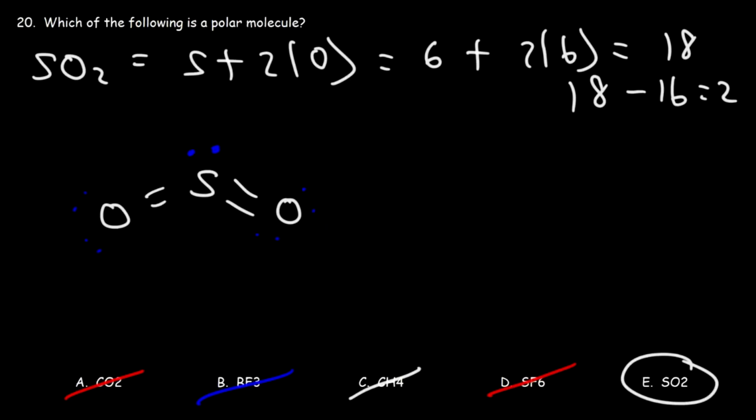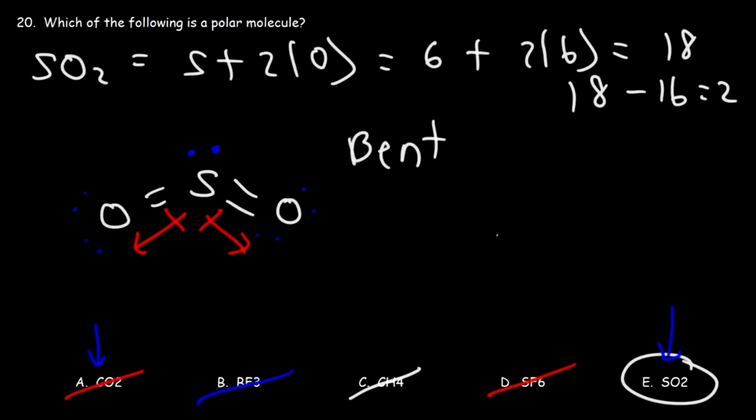Because sulfur has 2 more valence electrons than carbon, it forms a bent molecular structure. And because it's bent, it's no longer linear, it's going to be polar. The dipole moments will not completely cancel out. Oxygen is more electronegative than sulfur. That's why the arrows are pointing towards oxygen.